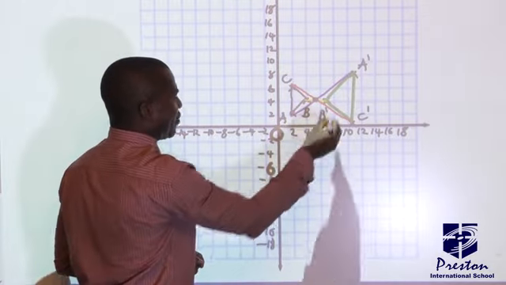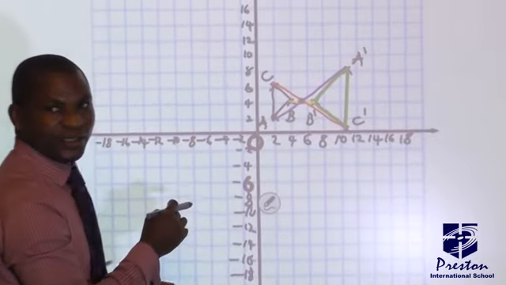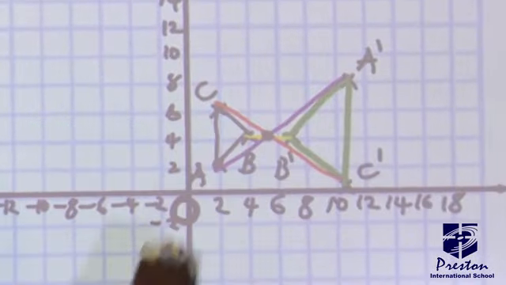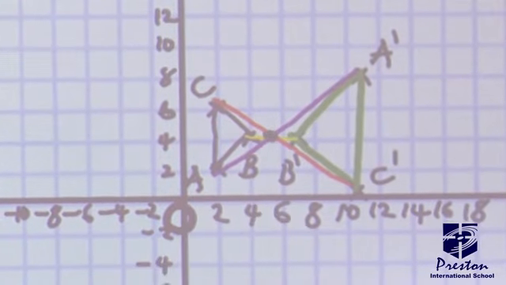So you connect, since the image is an inverted version of the object. So we have it like that. So in this case now, this point is the center of enlargement.